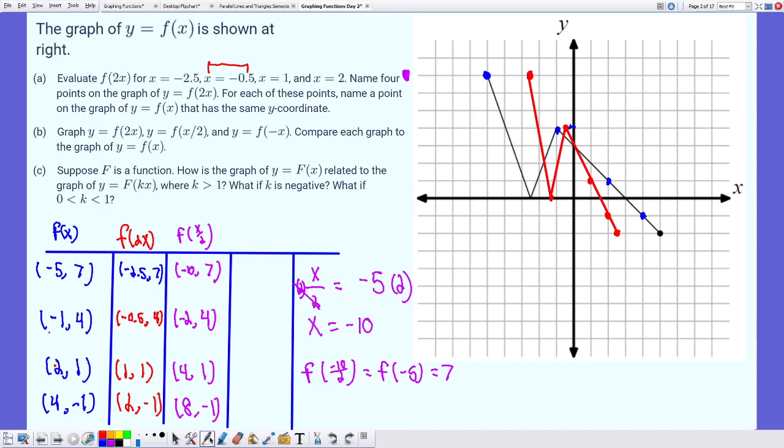And continuing on, let us plot negative 2, comma 4. Then we have 4 and positive 1, so 1, 2, 3, 4, and up 1. And then we have 8 and negative 1, so 8 and then down 1.